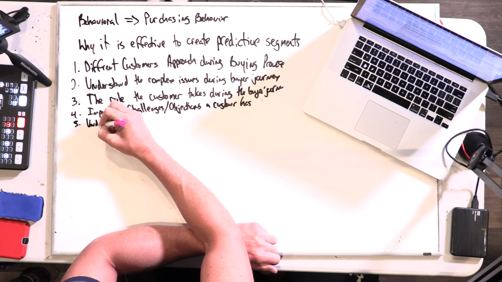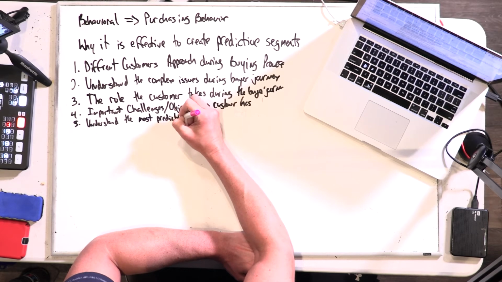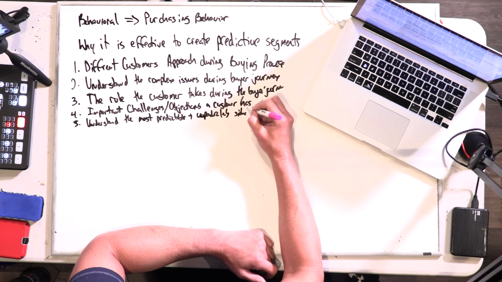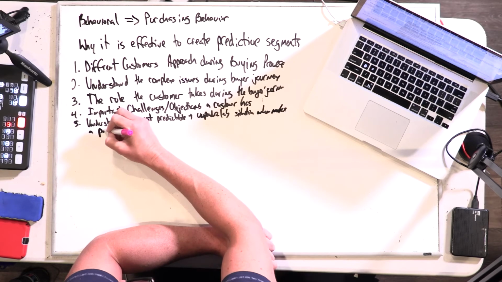What it also helps you do, number 5, is it helps you know what are the most predictable and least predictable scenarios when a customer is making a purchase. You understand the most predictable and unpredictable situations when making a purchase.